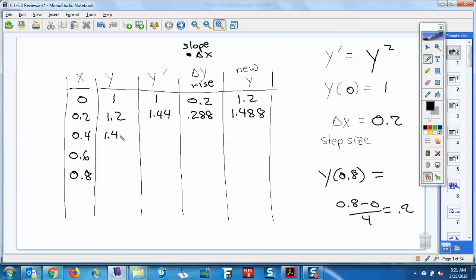Anyway, this comes back to 1.488, and so we do a y prime. At some point, I would keep it on your calculator, but what do you get for it? Have we got something here? Somebody had something. How much? 2.214. And the rise then is 0.4428. And so now we get 1 point what? Like that. Okay, and then that comes down here.